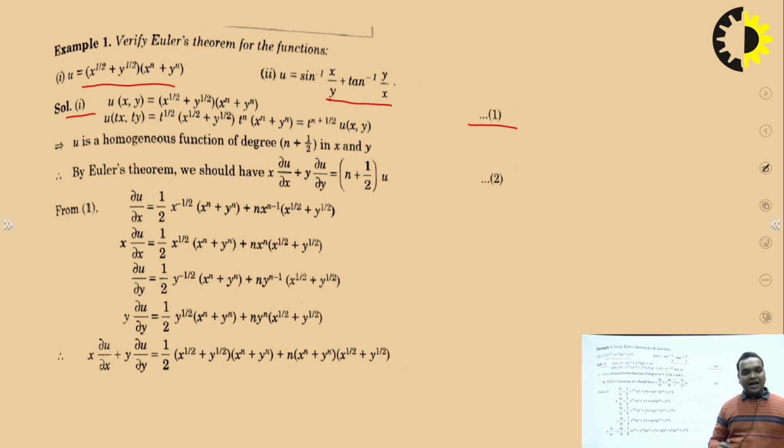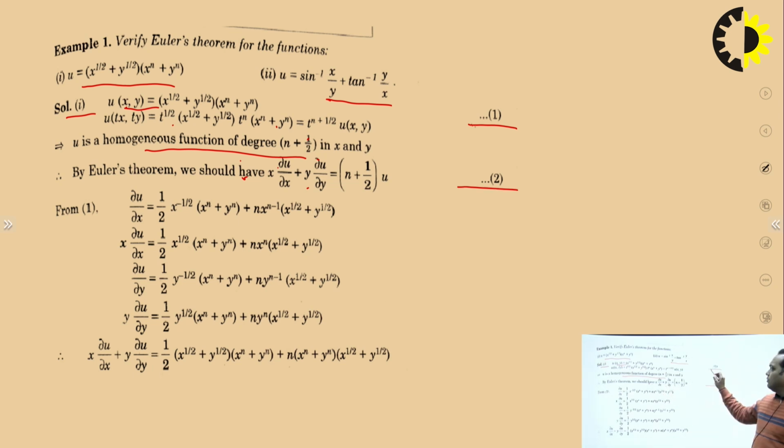Firstly, we will check whether this function is homogeneous or not. This can be checked by the t-test. So we put x = tx and y = ty. We get t^(1/2)(x^(1/2) + y^(1/2)) · t^n(x^n + y^n) = t^(n+1/2) u(x, y). That is, this function is a homogeneous function of degree n + 1/2 in x and y. By Euler's theorem, we get x ∂u/∂x + y ∂u/∂y = (n + 1/2) u.